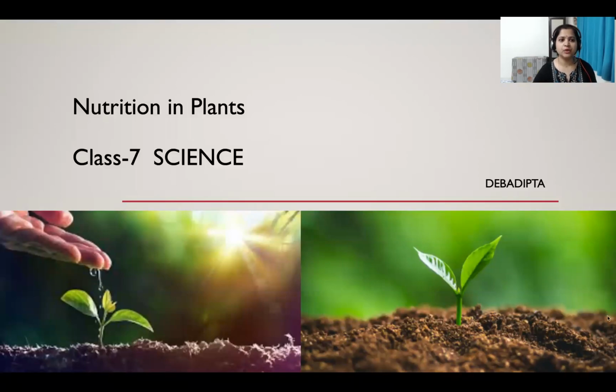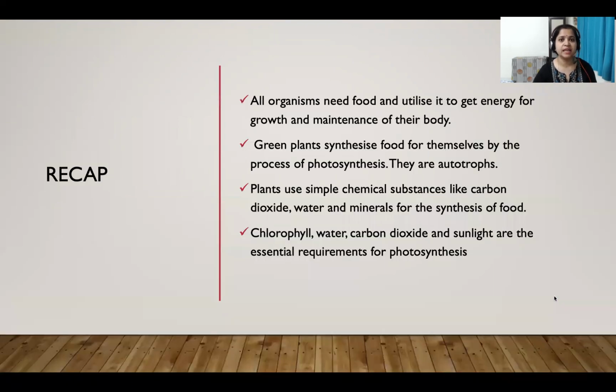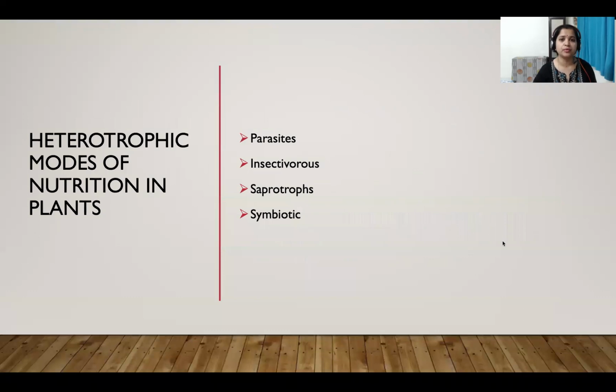Today we will continue the chapter Nutrition in Plants. As you know, green plants can do photosynthesis to prepare their own food. But there are some plants which cannot prepare their own food due to the lack of chlorophyll pigment, and they show heterotrophic mode of nutrition. Accordingly, those plants may be parasites, insectivorous plants, saprotrophs or symbiotic. We will discuss them one by one.